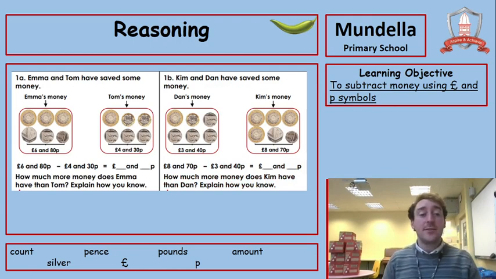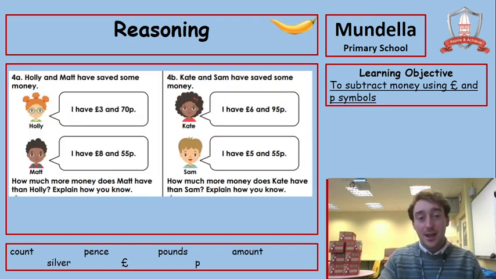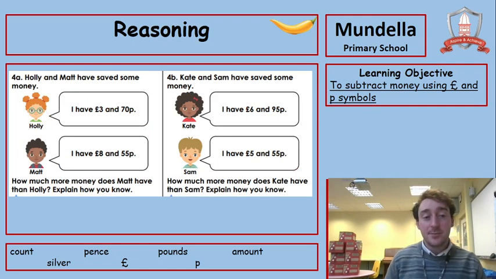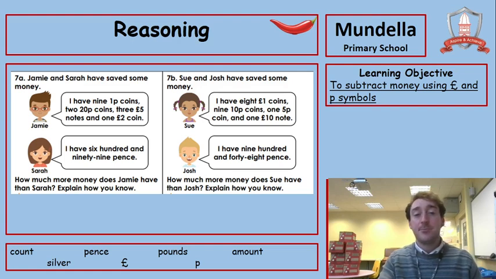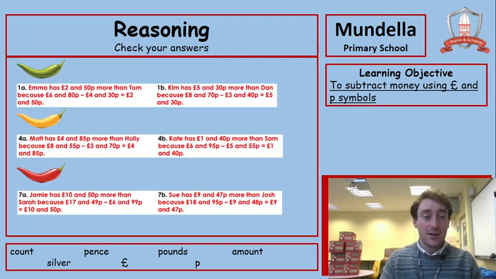There are 2 reasoning questions for the green chili, so pause the video now if you want to give those a try. If you want to try the yellow chili questions, pause the video now. Or if you want to try the red chili questions for reasoning, pause the video now. And we'll have a look through the answers to both of those questions for each of the chilies. In 3, 2, 1. There we are.